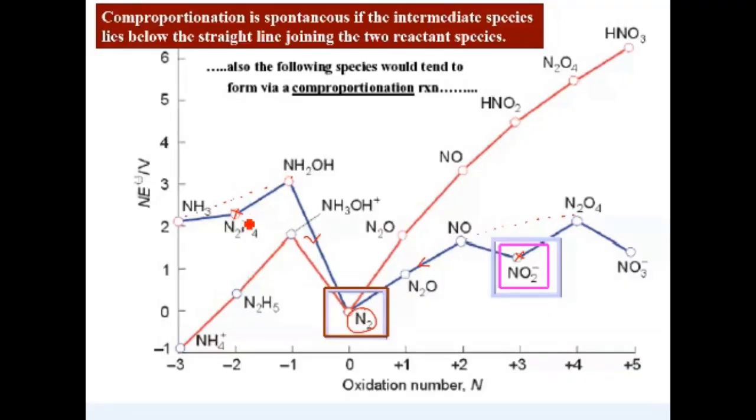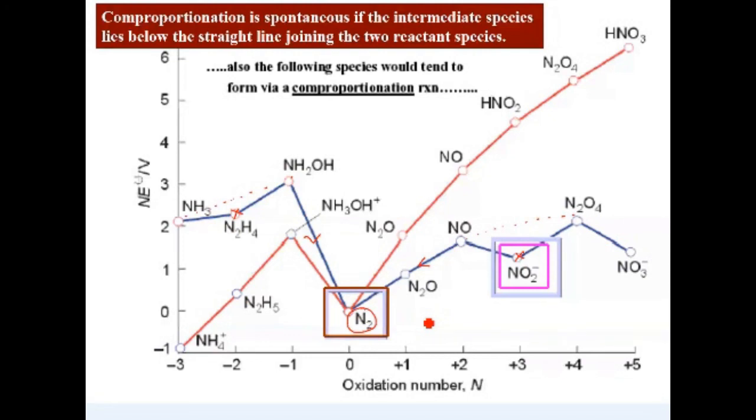I have a doubt. So will NH2OH and N2O... No, no, this is disproportionation. N2 or NH2OH and NO? Because you made the arrow from NO. Sorry, this is disproportionation only.